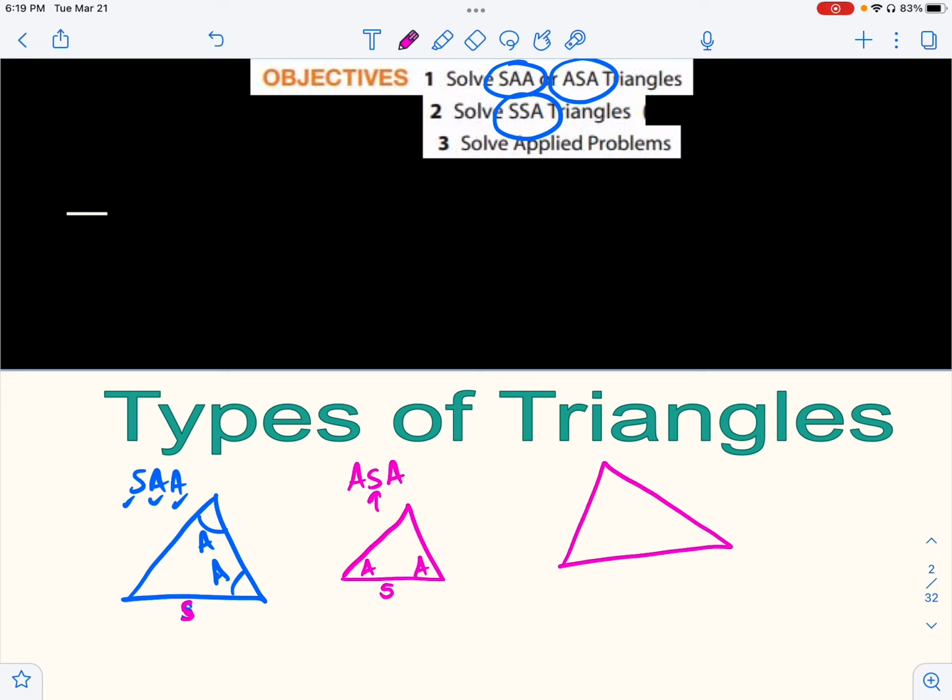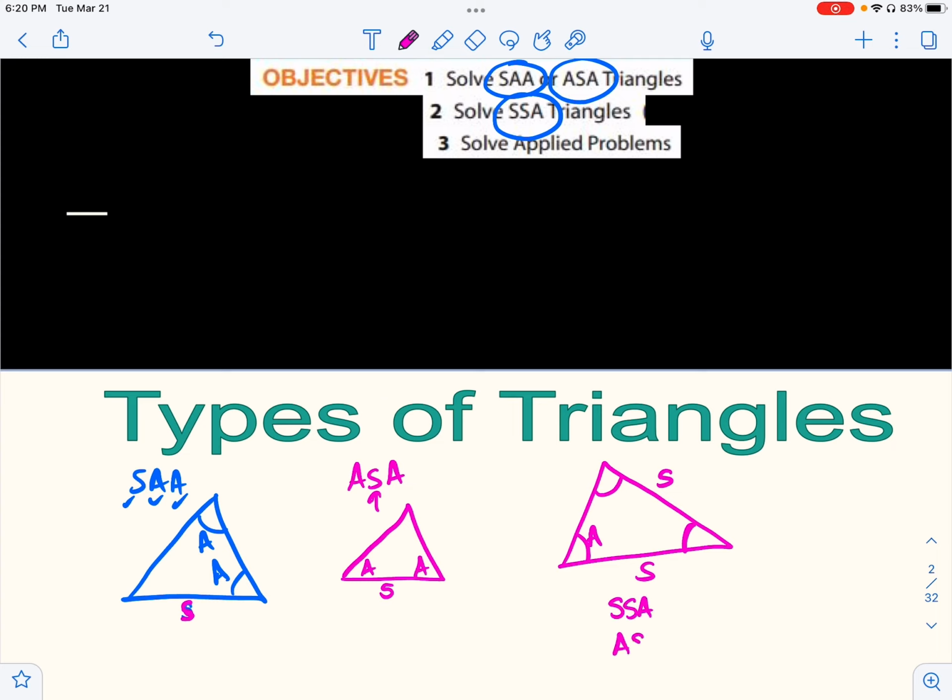and a non-inclusive angle. So it could be this angle that could be known to us, or it could be this angle that could be known to us, but it cannot be this angle because that angle is sandwiched between the two sides. So this basically becomes the SAS type of triangle. So no, we're not looking for that. An angle has to be non-inclusive. Now, if I look at this, it's called SSA.